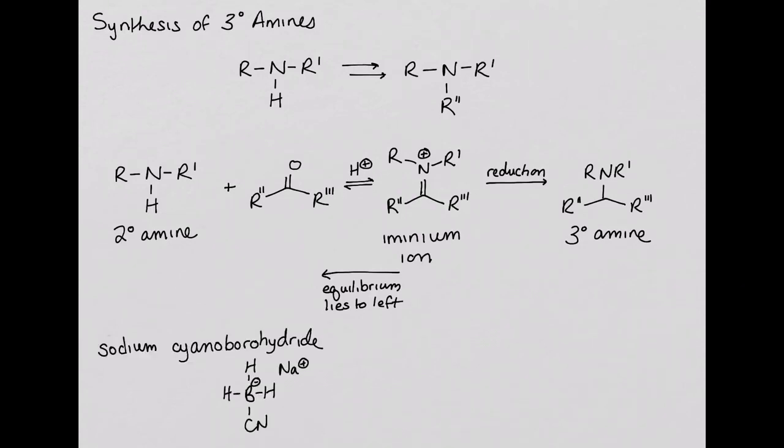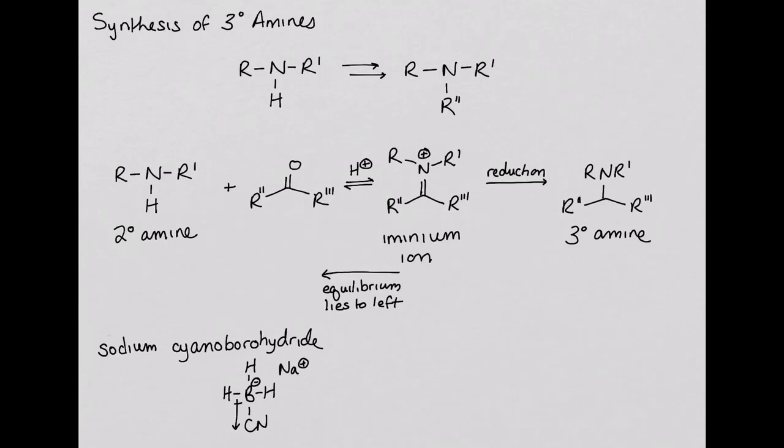Sodium cyanoborohydride is similar in structure to sodium borohydride, except that one of the hydrogens is replaced by a cyanide ion. The cyanide ion is electron withdrawing and therefore reduces the nucleophilicity of the hydride ions that are attached to boron. This makes this reagent less reactive than sodium borohydride and therefore more selective, capable of reducing the iminium ion and not the starting carbonyl.